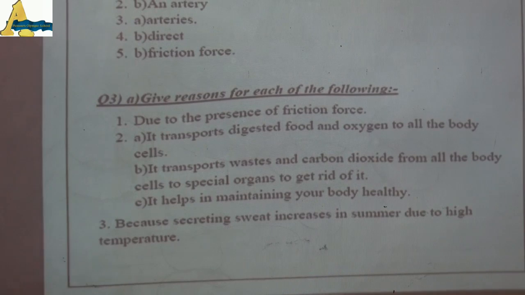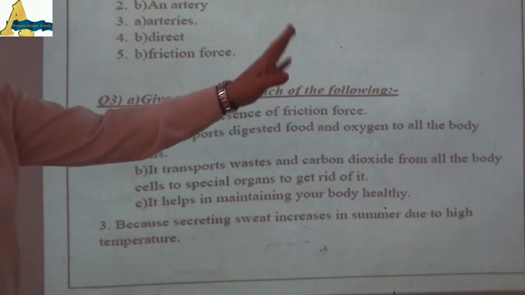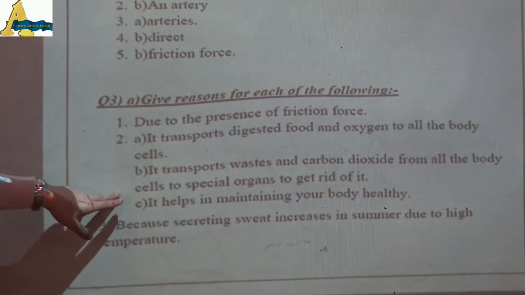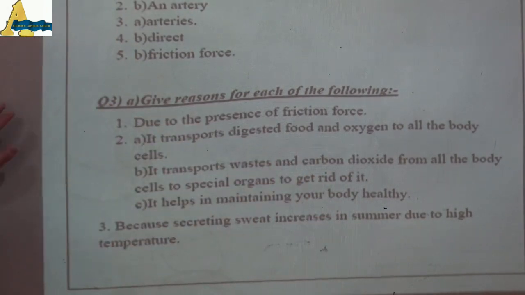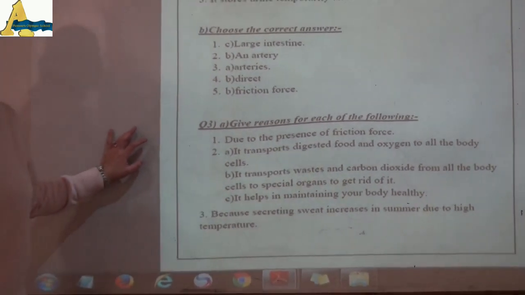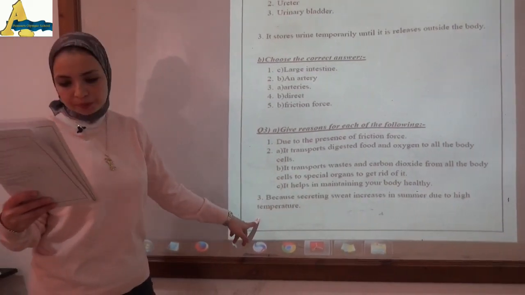The circulatory system is very important. Here in this question, I will say all the importance or all the functions of the circulatory system. It transports digested food and oxygen to all the body cells. It transports waste and carbon dioxide from all the body cells to a special organ. Why? To get rid of it. Number 3, it helps in maintaining your body healthy. Men urinate less in summer than in winter because secreting sweat increases in summer due to the high temperature.